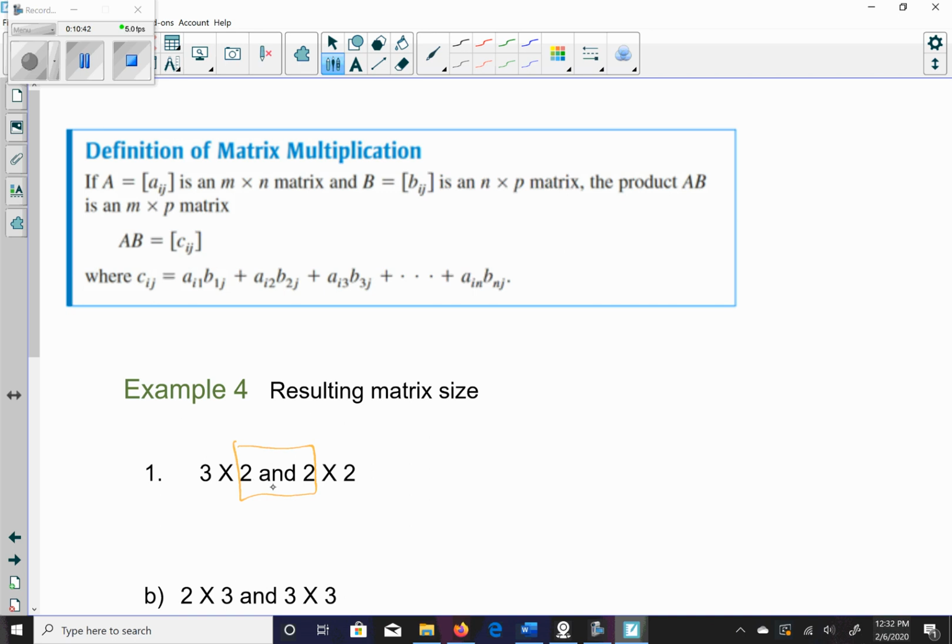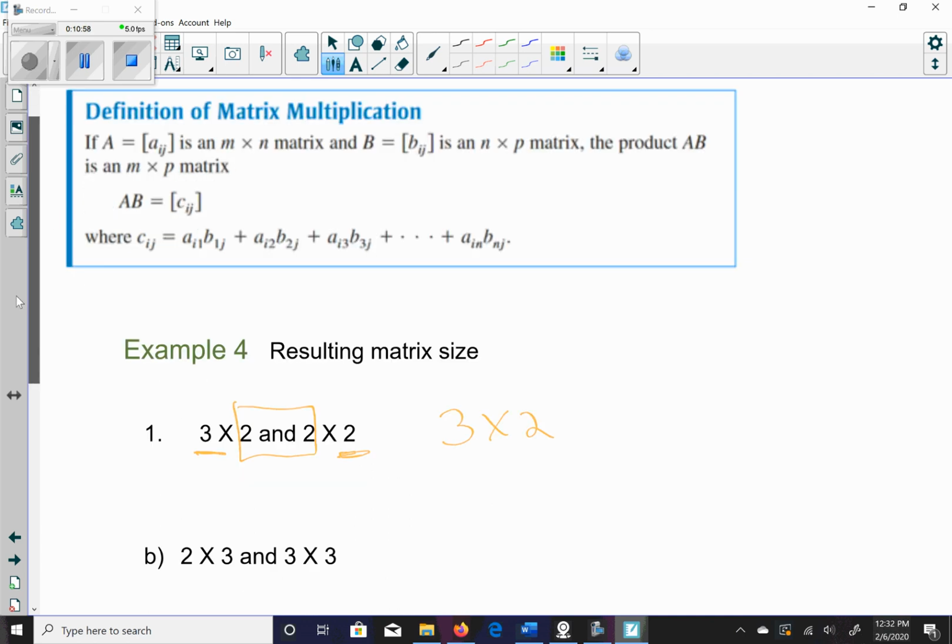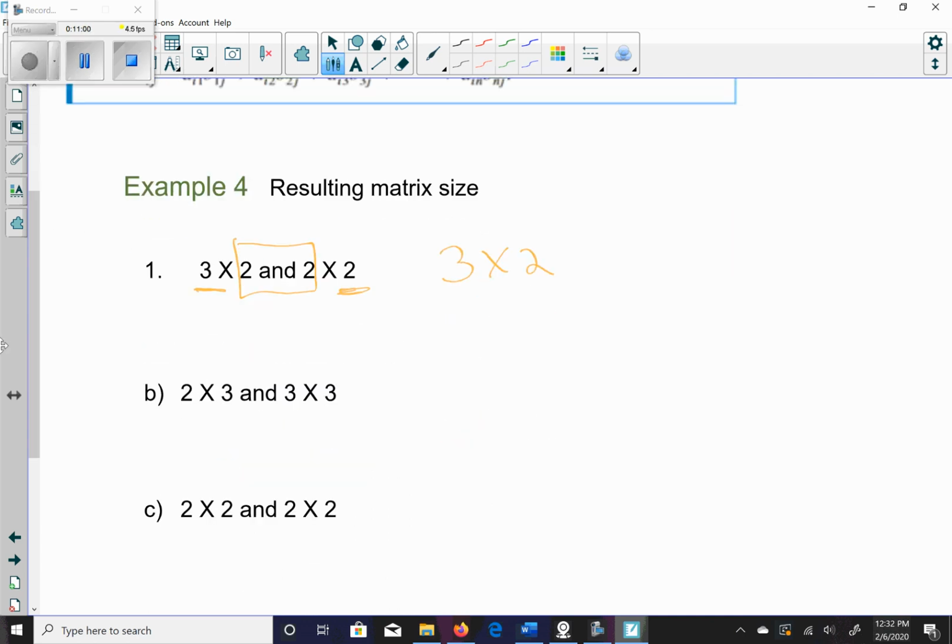If those two are the same, that means I can do the matrix multiplication, and my resulting product, or the resulting matrix that I would get, would be whatever's left on the outside. So in this case, it would be a 3 by 2. And we're going to go through exactly how we multiply matrices in a minute. So the next one, I have a 2 by 3. I'm trying to multiply it by 3 by 3. Again, these two numbers match, and I am going to get a 2 by 3 as my resulting matrix.